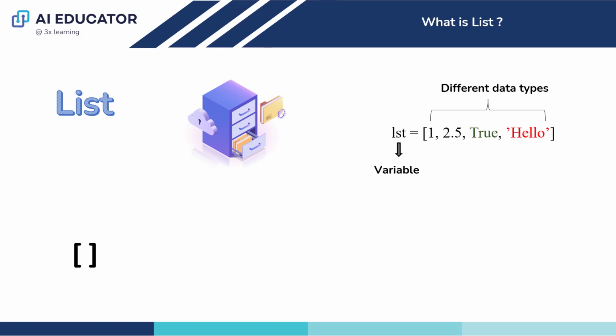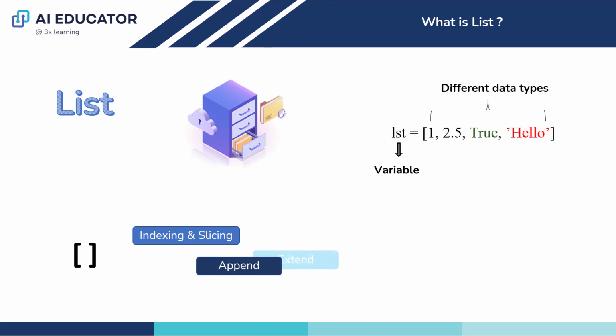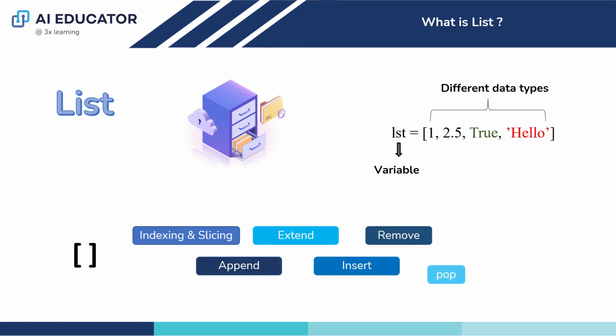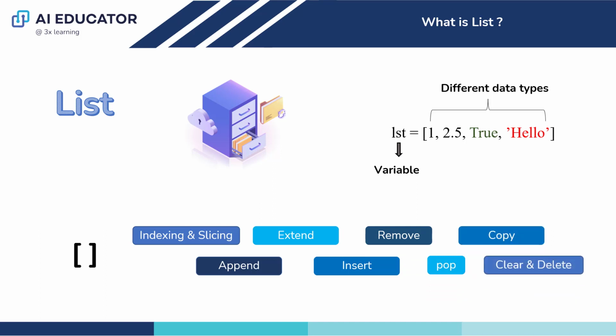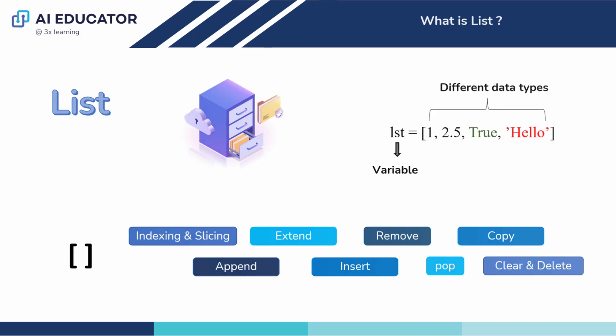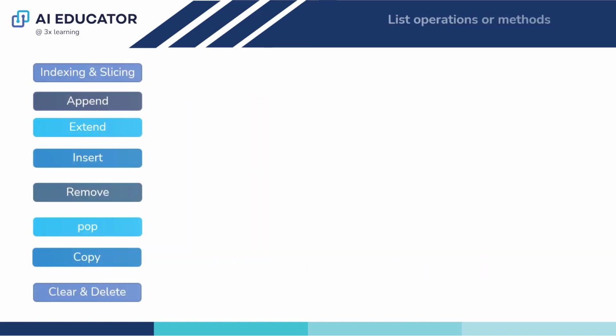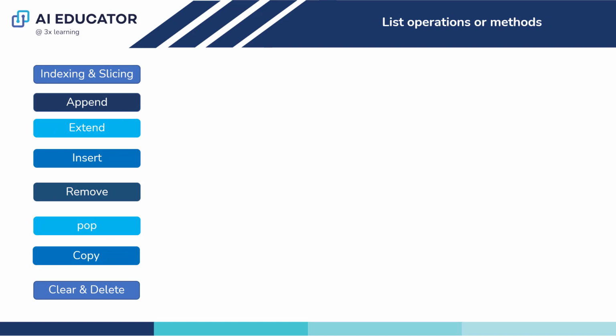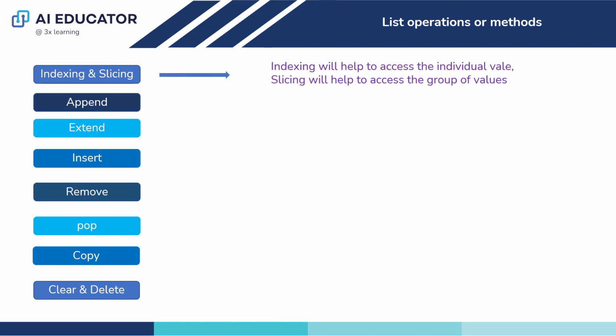We can perform different operations on lists like indexing and slicing, append, extend, insert, remove, pop, copy, clear, and delete. Now let us look into them. Indexing and slicing. It will help to access the individual or a group of values in the list. Append. It will add a new value to the list.